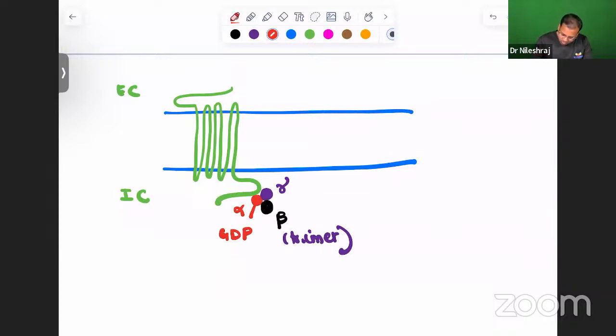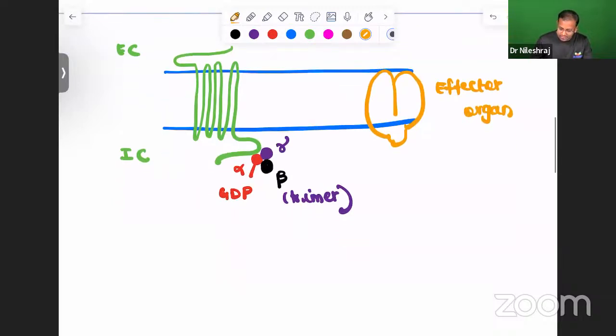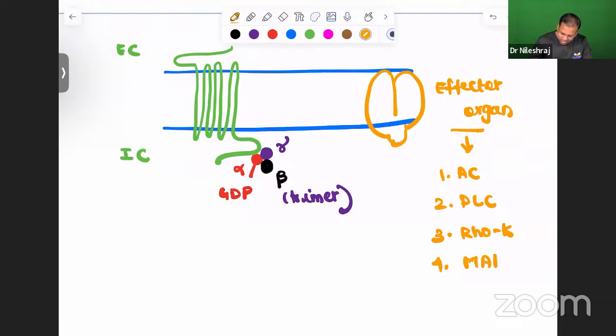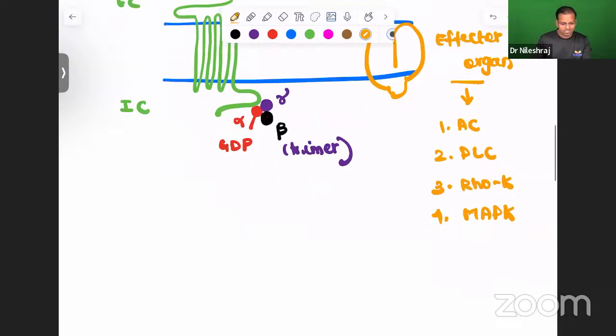Apart from that, we also have one more molecule which is present on the membrane itself. This molecule is called the effector organ. Effector organ might be of many different subtypes. It might be adenylyl cyclase or phospholipase C or Rho kinase or mitogen activated protein kinase. Sir, all these things are pure names, how to remember that? No need to worry. I will be explaining that one by one in a few minutes.